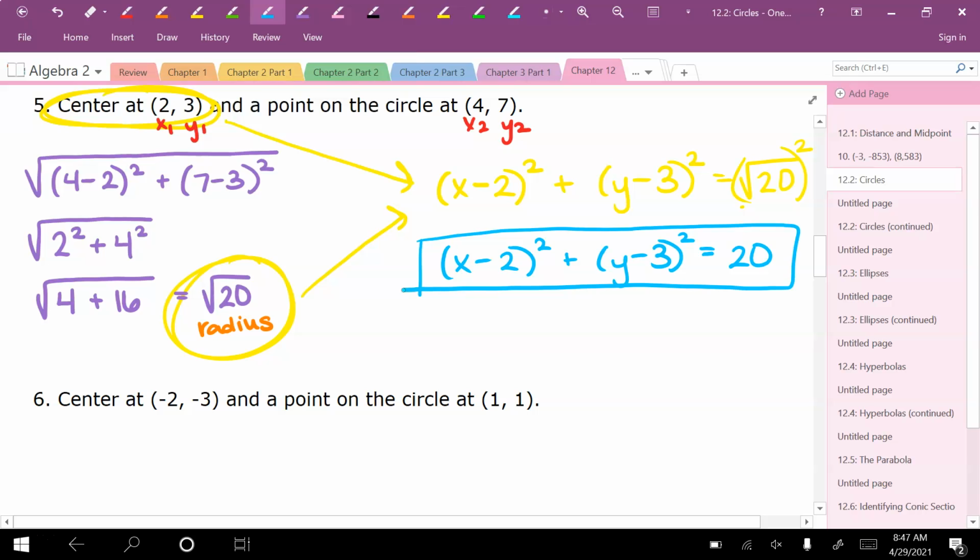Find the distance between the center and the point on the circle first, so find your radius, and then plug in your information to your equation.